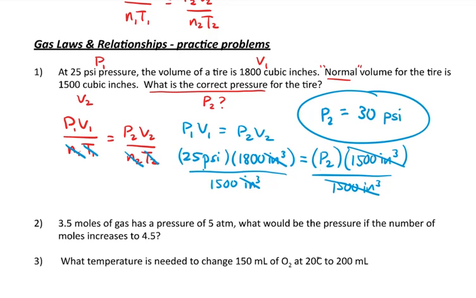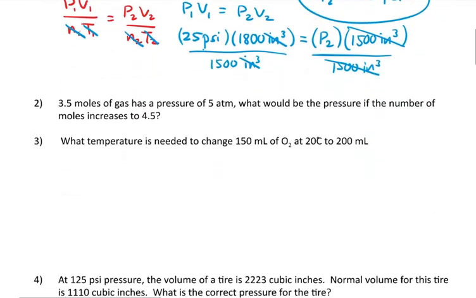In order to get it back to its normal volume, the pressure would have to have maintained at a greater volume, or a greater value rather. All right, let's look at number 3.